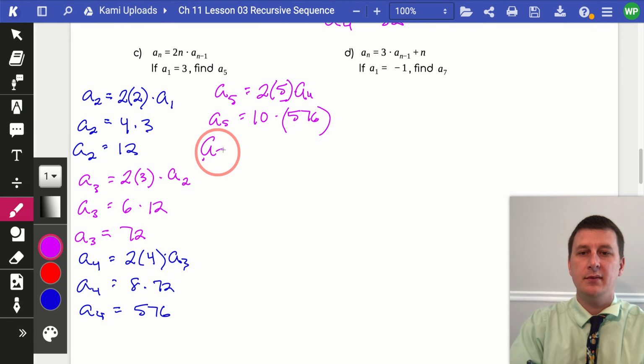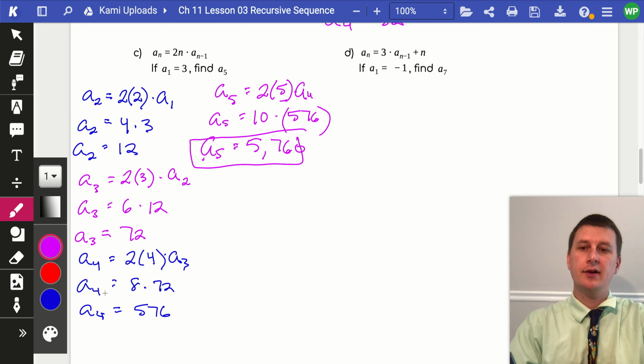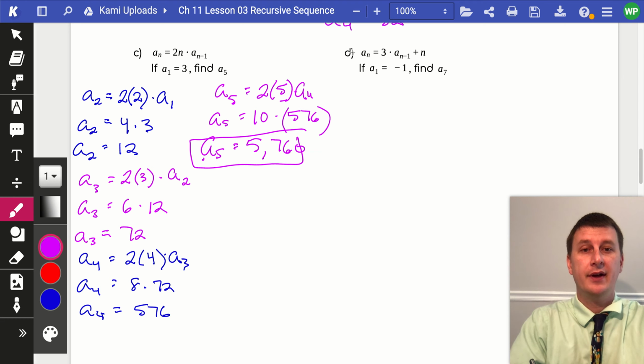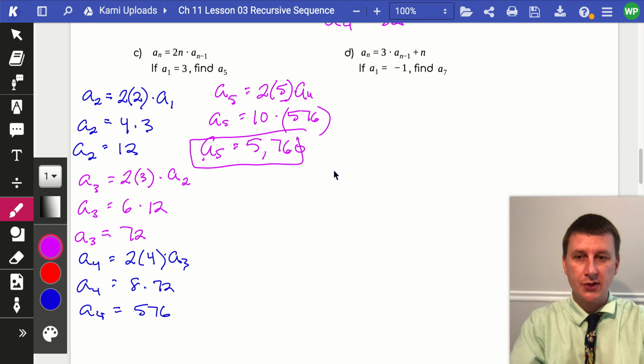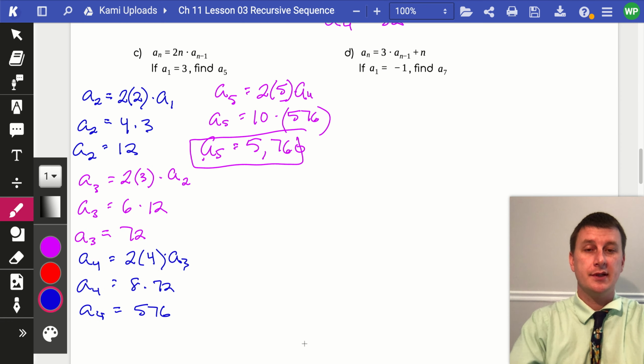And our fifth term of this sequence is 10 times 576, which is 5,760. So again, we worked through this, finding our second, third, fourth, then finally fifth term. And our longest one yet, in part D, we have a sub n equals this formula, and we have to find the seventh term of this sequence.